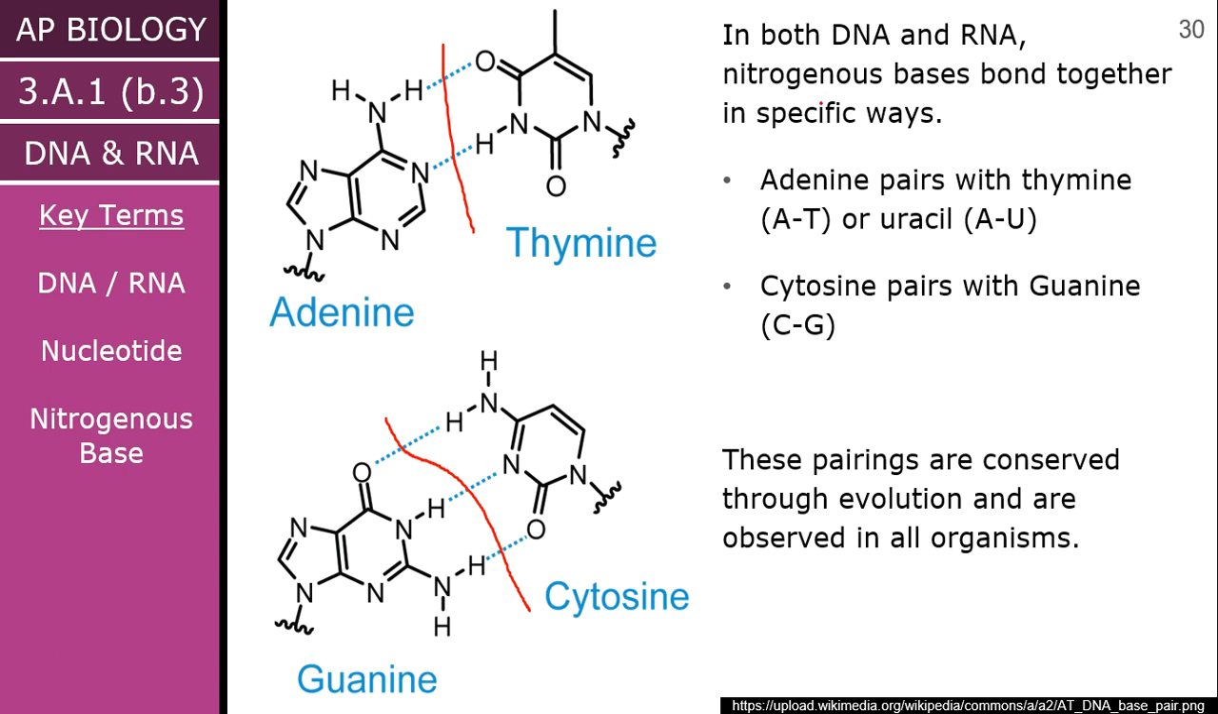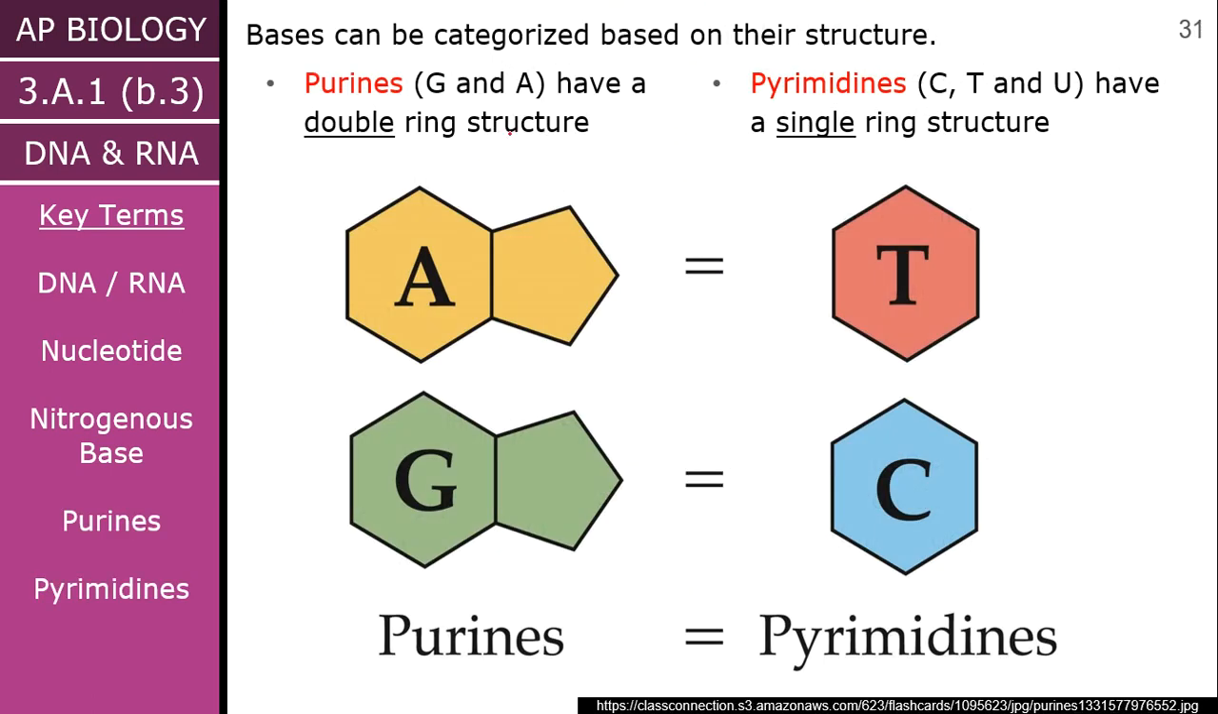But these pairings are ubiquitous. They're found in every living thing on Earth as far as we can tell, right? So in every organism, A binds with T in DNA and C binds with G in DNA. Your book will talk about the difference between purines and pyrimidines. It's really not that big of a deal. Basically, purines are a little bit bigger. So there's A and G, adenine and guanine, and there's thymine and cytosine.